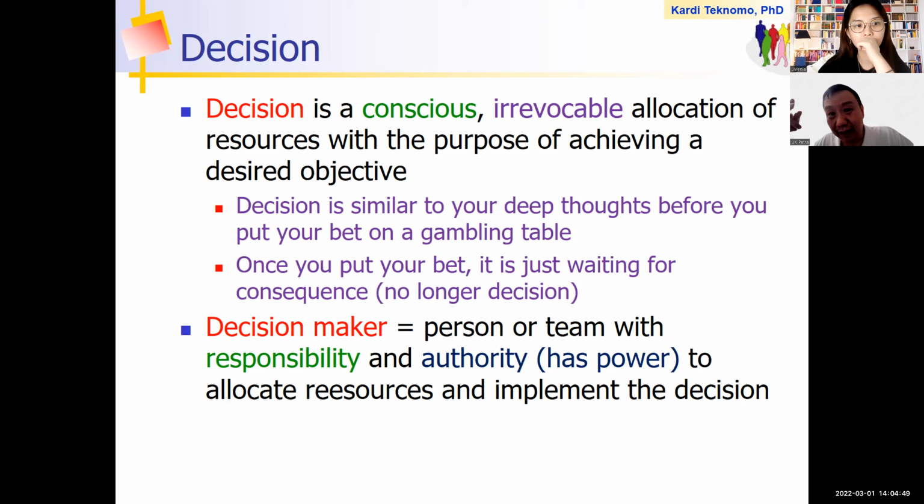The second important characteristic of decision is that it is irrevocable. That means once you decide, you cannot take it back. Decision is similar to your deep thought before you put your bet on the gambling table. Once you put your bet, you already decided, so you are just waiting for the outcomes, the consequences. That is no longer decision.